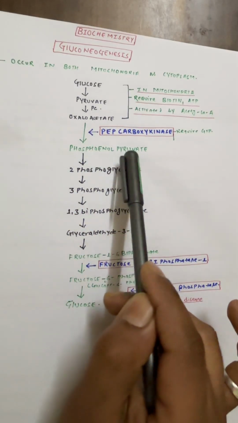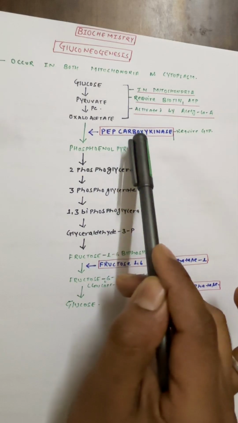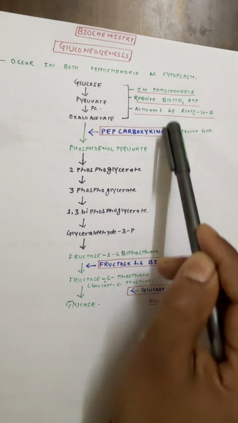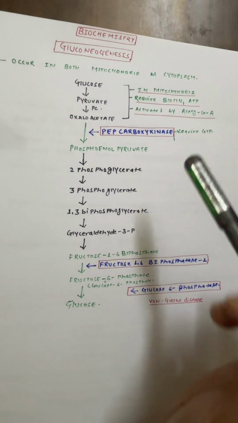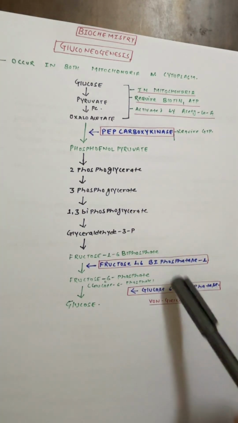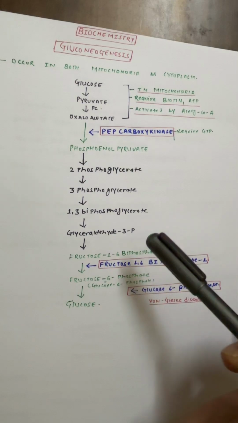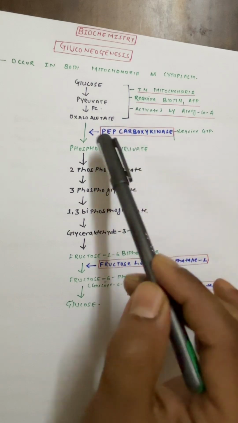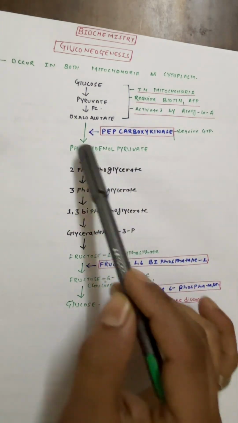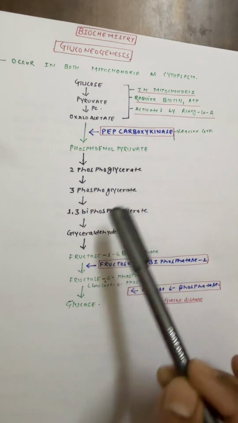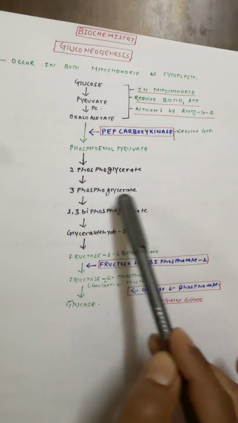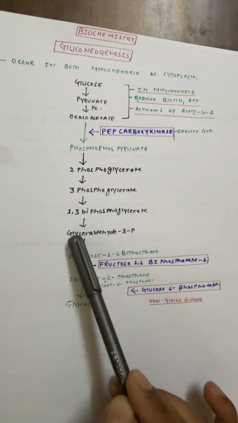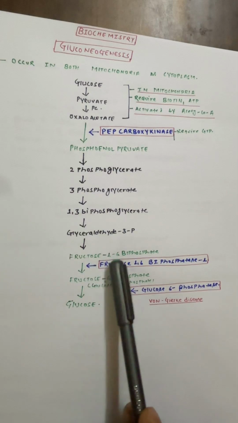Now oxaloacetate has been formed. This oxaloacetate is converted to phosphoenolpyruvate with the help of the enzyme phosphoenolpyruvate carboxykinase, and this step requires GTP. These are irreversible enzymes. You don't need to mug up these steps, just read them. Phosphoenolpyruvate converts to 2-phosphoglycerate, then 3-phosphoglycerate, then 1,3-bisphosphoglycerate, then glyceraldehyde 3-phosphate, then fructose 1,6-bisphosphate.